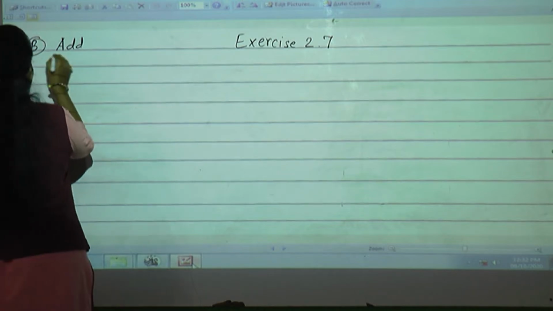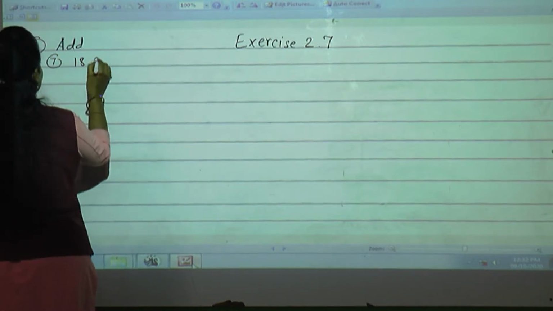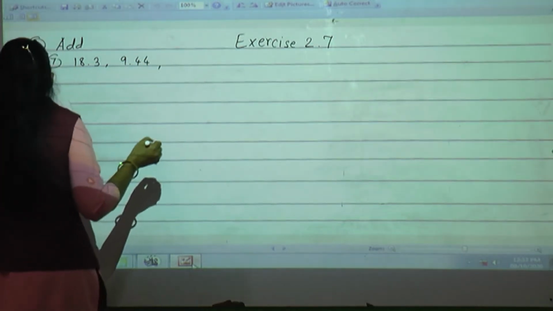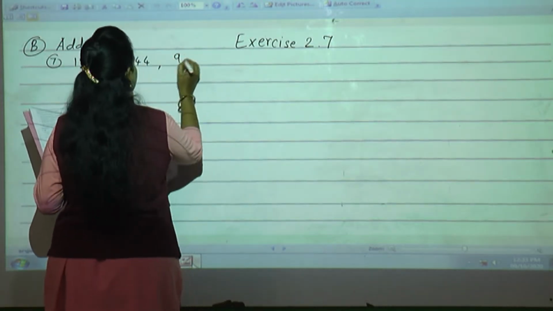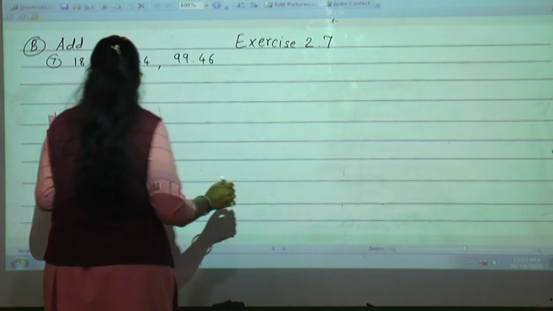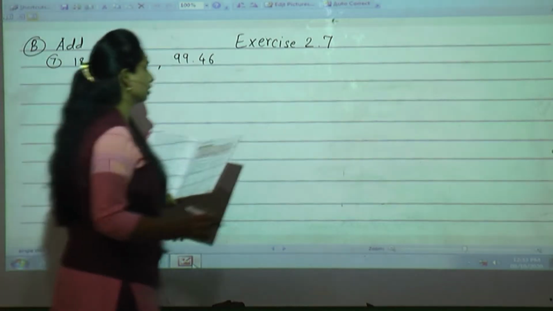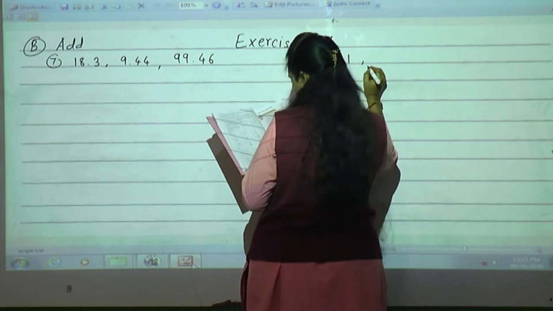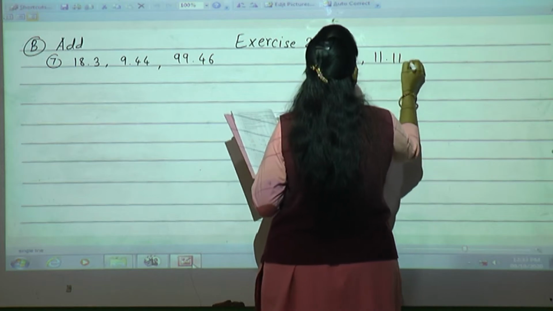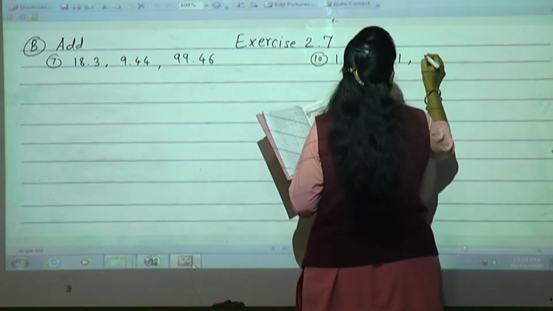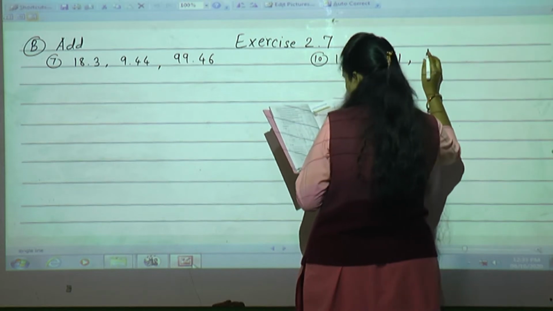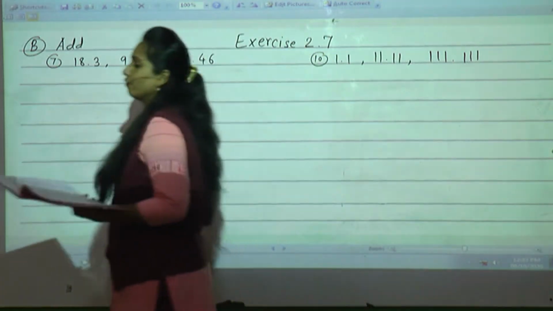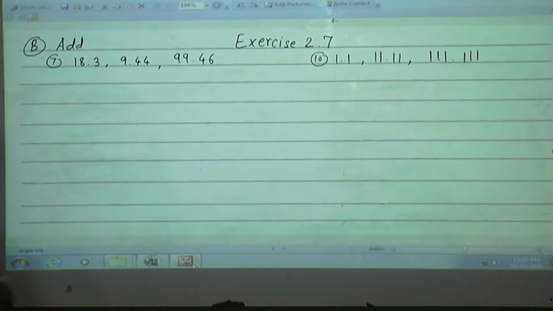Now the 7th one I will take: 18.3, 9.44, 99.46, and the next one I will write the question here. The 10th one I am going to take next: 1.1, 11.11, 11.11, 111.111. After the decimal point we have to read each number separately, isn't it?